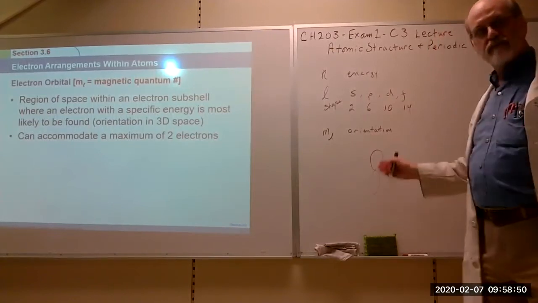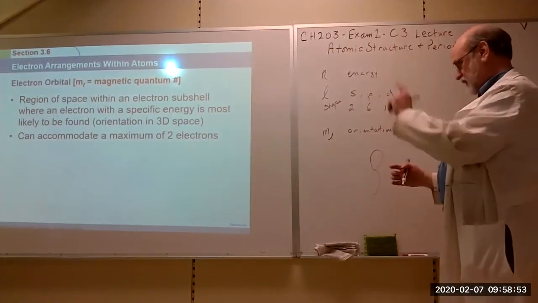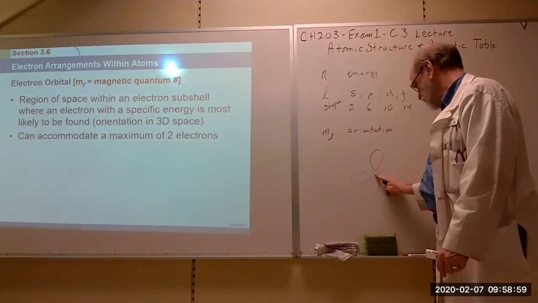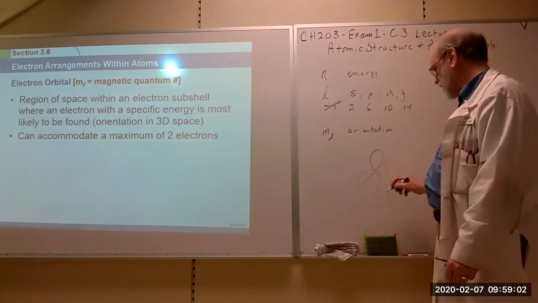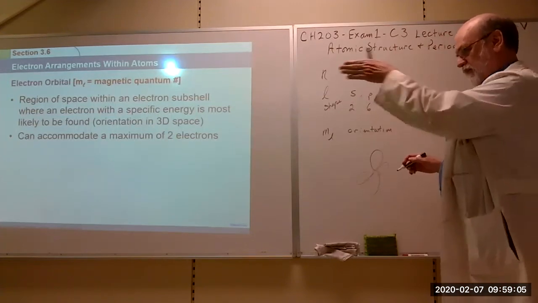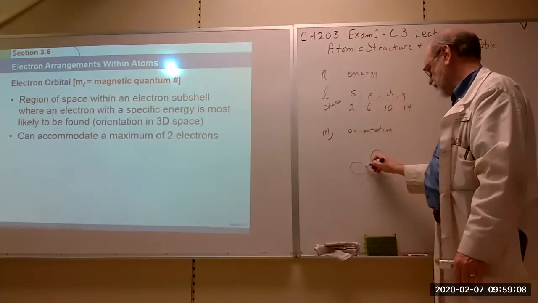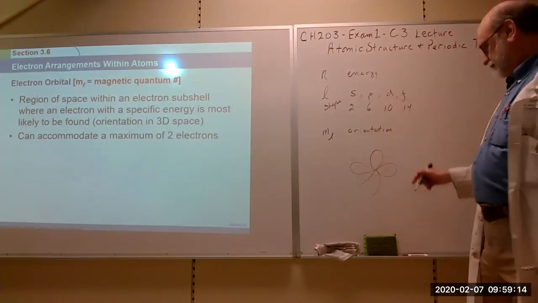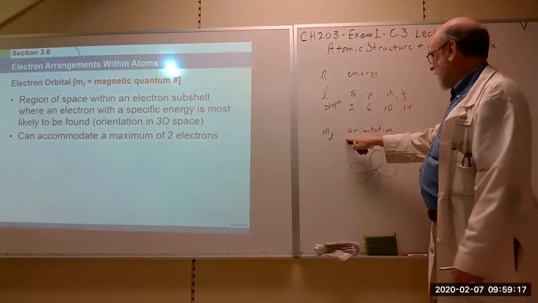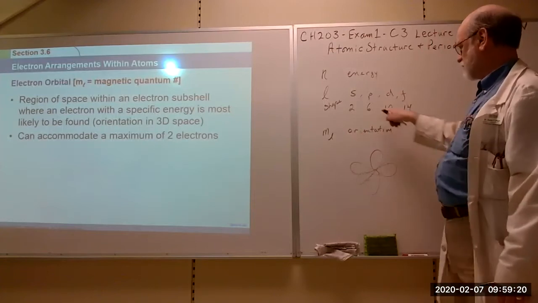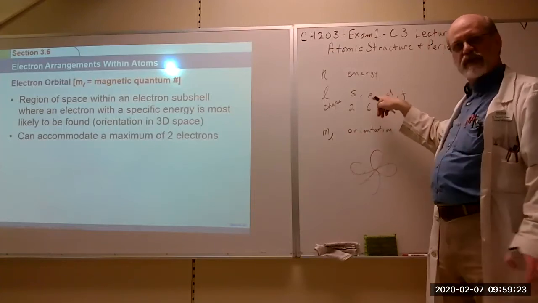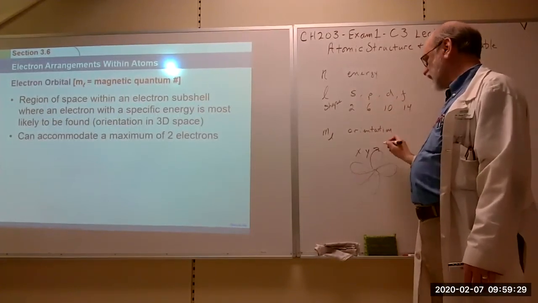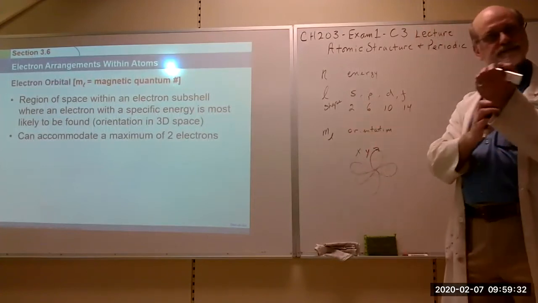You can have them in this plane, or you can have them going back into the board, which will represent like this. Like that. Or you can have them this way, and this way. So those are 3 dimensions. So the m sub l will determine which one we're talking about. We could have three possible orientations for p orbitals, but which direction are they pointed? Is it x, y, or z? And that's where this one comes in.